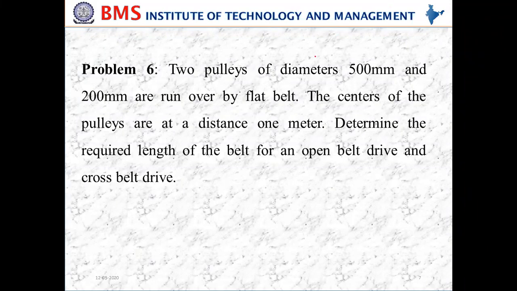So he has given the diameters, and we have taken R1 plus R2 in the equations for the length of the open belt drive and the cross belt drive. The length of the open belt drive can be written as pi into R1 plus R2 plus 2x. X is the central distance, which is given as 1 meter. And we know R1 and we know R2 also.